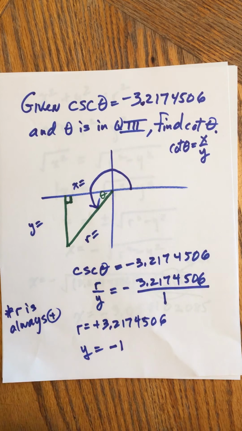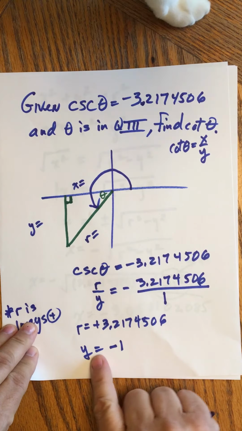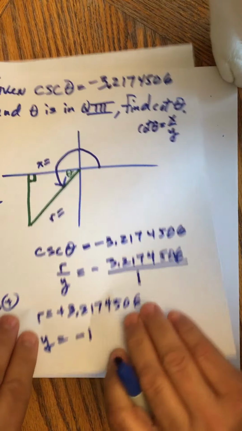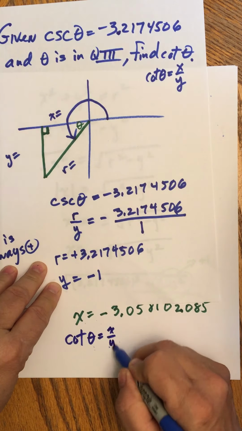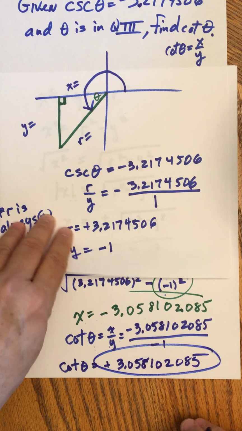We're almost done. Remember, we were trying to find cotangent of an angle, and the cotangent was x over y. We found x, and we know y is negative 1. So cotangent of theta is x over y, which is negative 3.0581102.085 divided by negative 1. So finally, cotangent of theta is, a negative divided by a negative is positive, 3.0581102.085. And that's your final answer.